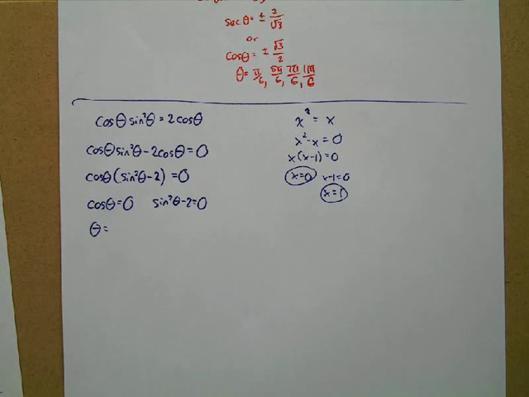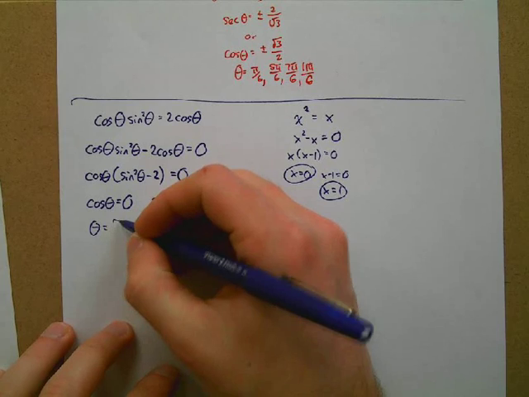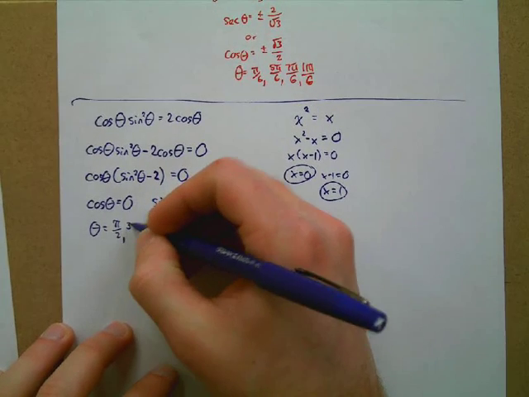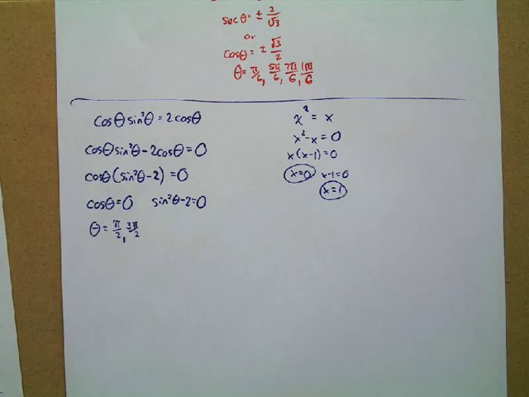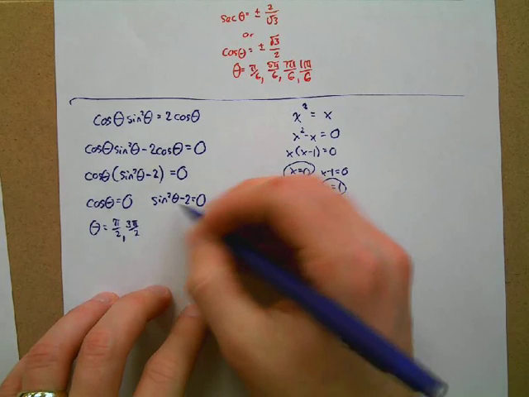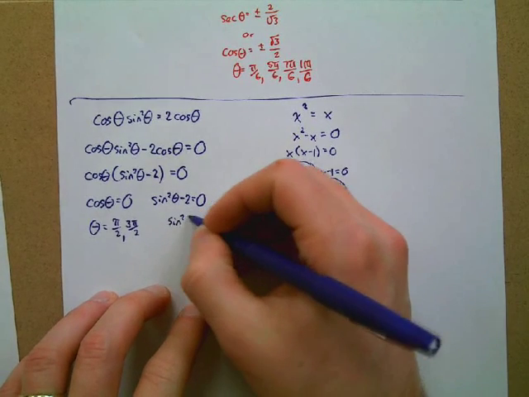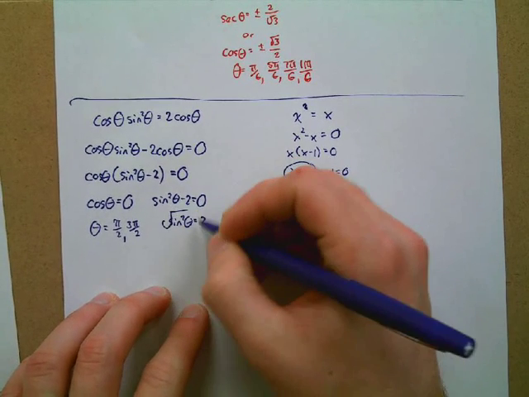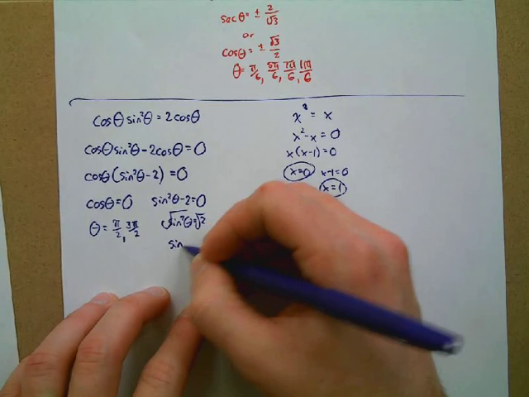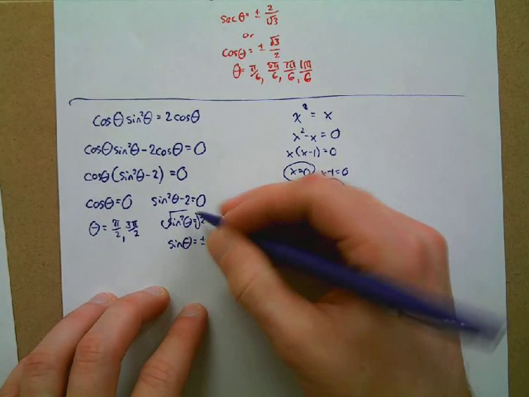We'll add 2 to both sides there. And then we'll square root both sides. And when I square root, it's really plus or minus the square root of 2 there. Okay, great. And so when does sine of theta equal the square root of 2? When does sine of theta equal the square root of 2? Or the negative square root of 2?